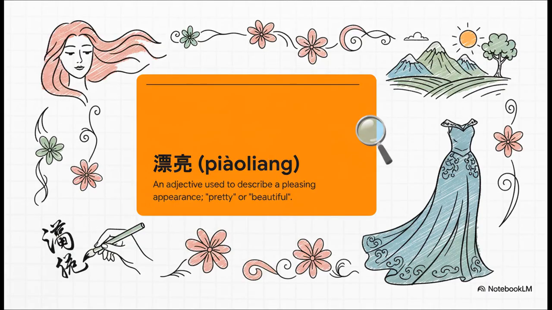Excellent. So, what does it actually mean? Well, formally, 漂亮 is an adjective we use for any kind of pleasing appearance. You can translate it as pretty or beautiful. And what's fantastic about this word is how incredibly versatile it is. You can use it for a person, a beautiful painting, an amazing landscape, a piece of clothing. You can even use it to describe beautifully written handwriting. It is an absolutely essential positive word you're going to want in your toolkit.